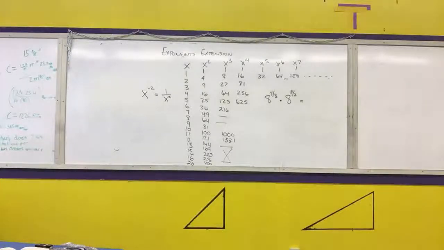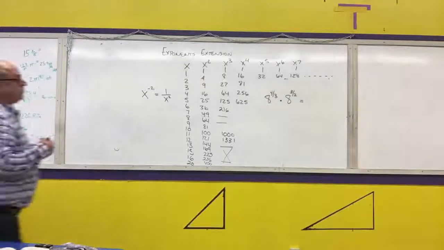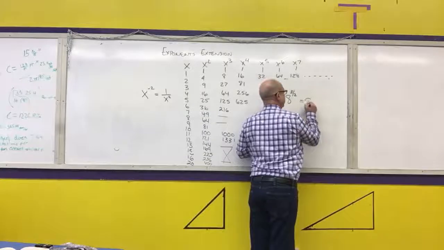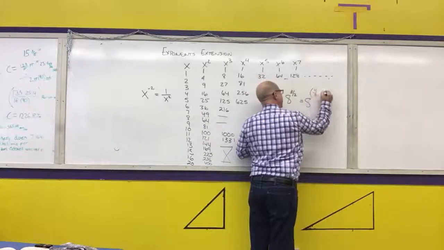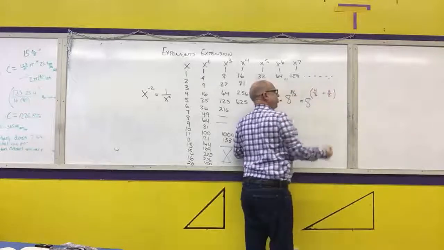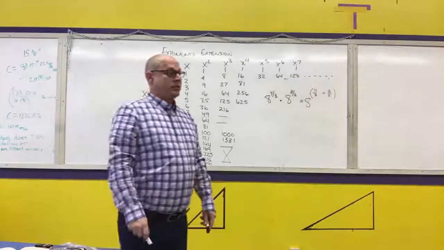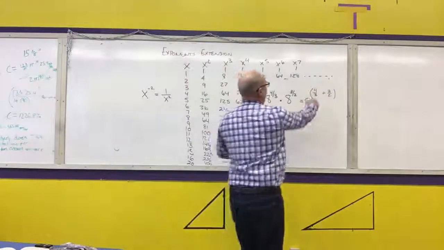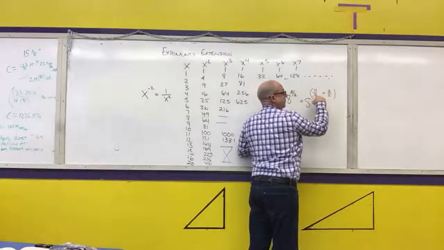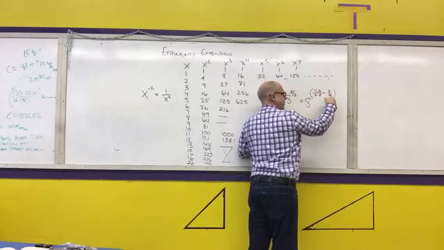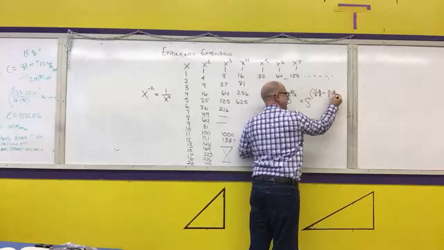8 to the 4/3 times 8 to the 3/2. When you have two things to the same base that you multiply together, what do you do with the exponents? You add them. So we're going to add them together. So I'm going to have 8 to the 4/3 plus 3/2. Well, in order to add fractions, I must have a common denominator. What's the common denominator between halves and thirds? 6. What do I have to multiply 3 by to get to 6? 2. So multiply top and bottom here by 2. What do I have to multiply 2 by to get to 6? 3. So multiply top and bottom here by 3.